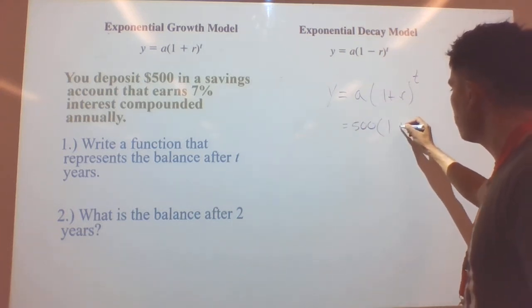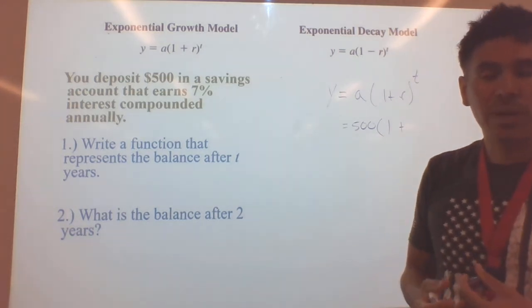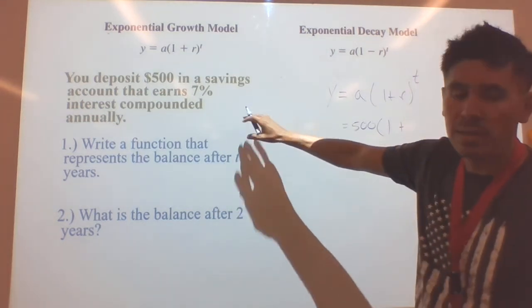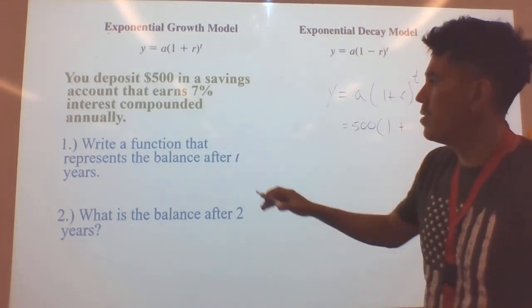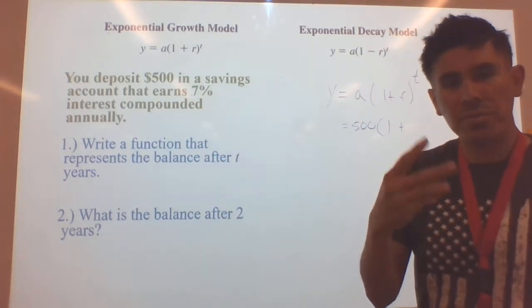1 plus, the trick here is we're not going to put 7%. We're not going to put 7. We're going to put the decimal amount. So how do you convert percent to decimal? All right, you just move the decimal over twice to the hundredths place.